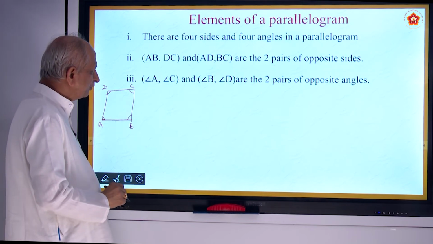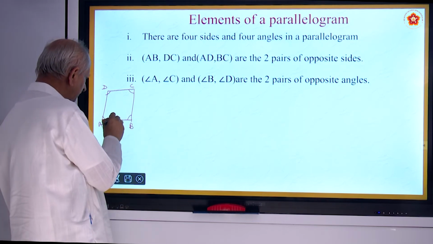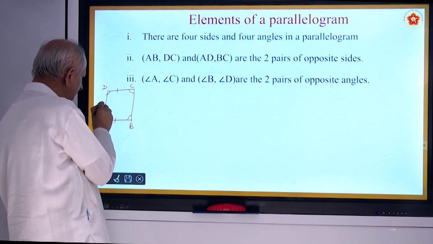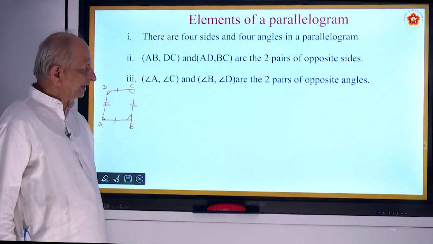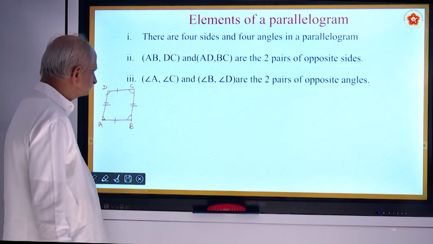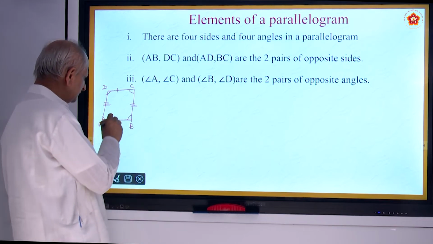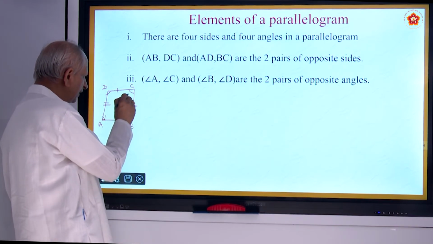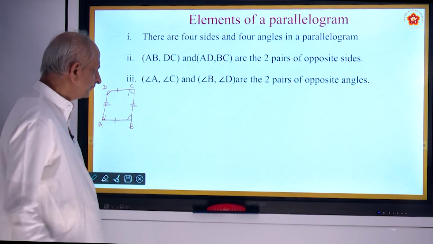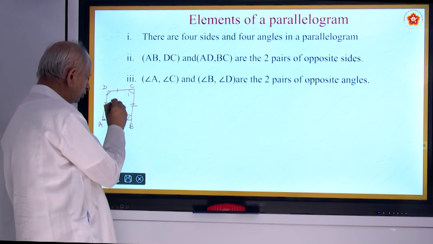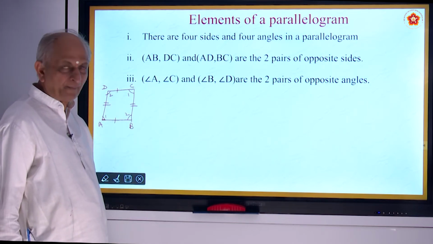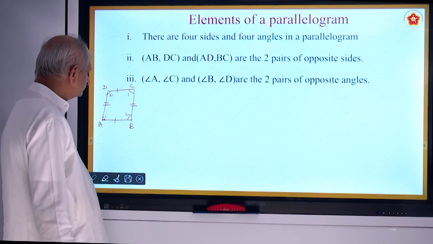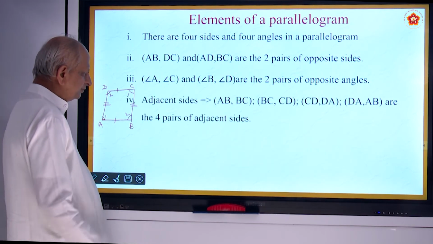And 2 pairs of opposite sides, AB and DC, one pair, AD and BC. They are equal and also parallel. Third one, angle A is equal to angle C. Angle B is equal to angle D. There are 2 pairs of opposite angles. And what else do you have?